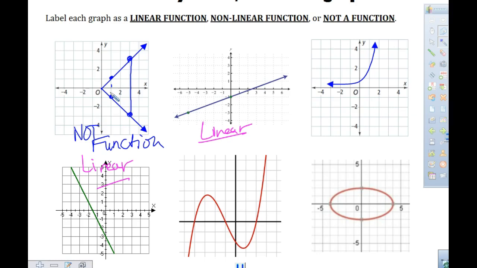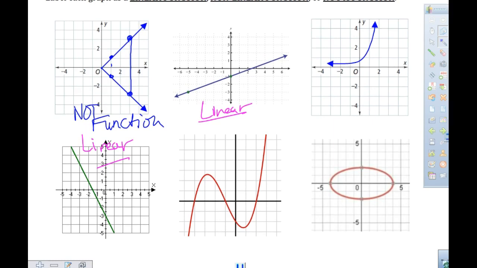Okay, let's do not function first. Can you do the not function for me? This very last one is also not a function. Okay?